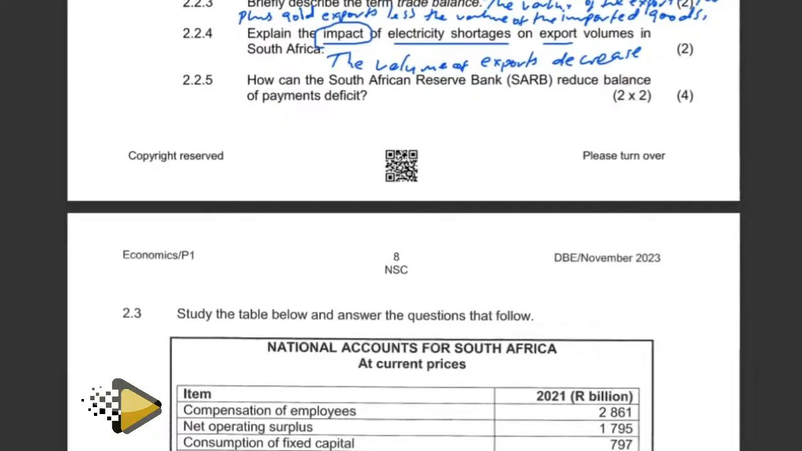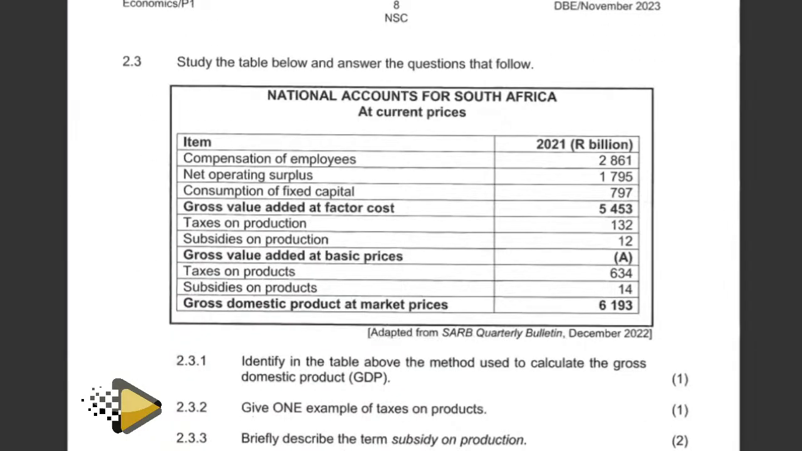So in that regard, if the households are in a position to come up with a good standard of living, then it means an economy is going to experience what we call economic development. Okay, right. So now moving on to 2.3. 2.3 reads as follows: Study the table below and answer the questions that follow.